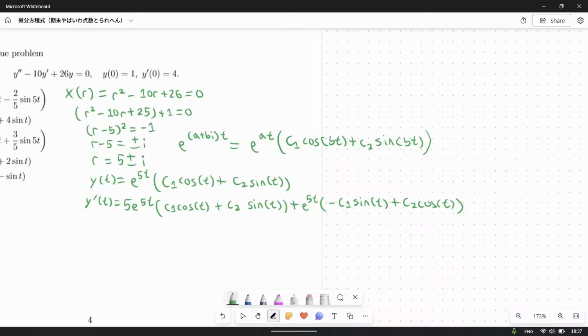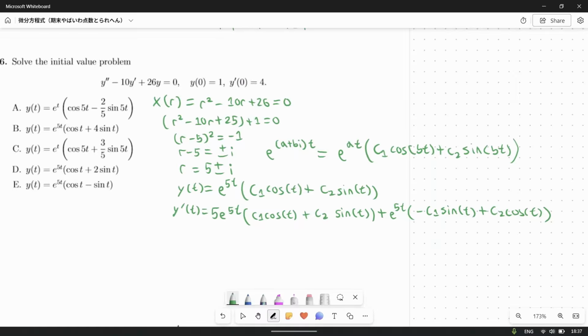So now that we have the general solution and the derivative of the general solution, we can start to plug and chug values and solve the initial value problem. We know that y of 0 is equal to 1, so plugging those numbers into the general solution, 1 is going to be equal to 1 times c sub 1 times cosine of 0, which is 1, and then sine of 0 is 0, so we just end up with 1 equals 1 times c sub 1, so c sub 1 equals 1. We've already taken care of one of the constants.